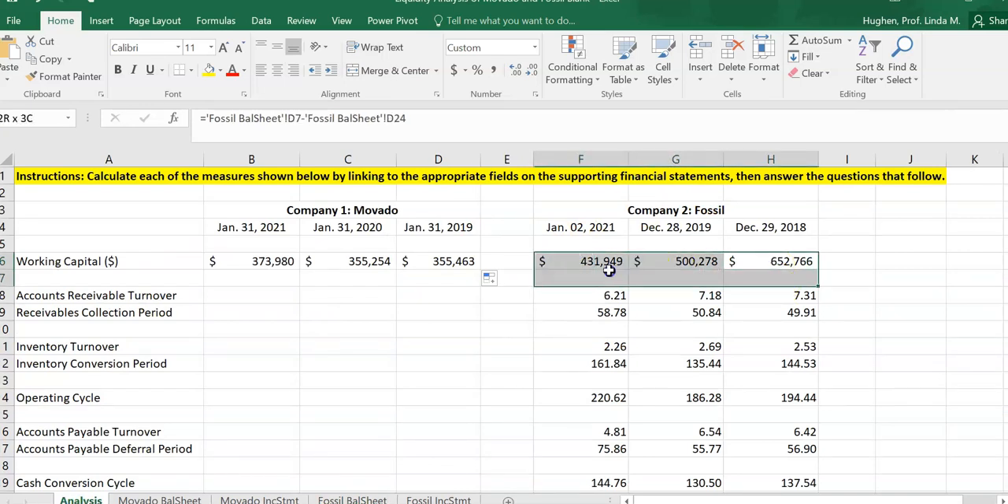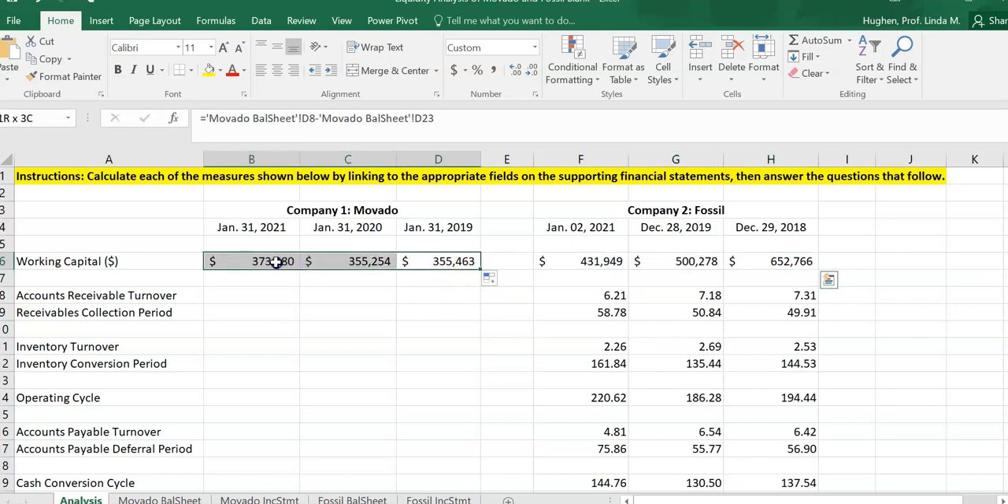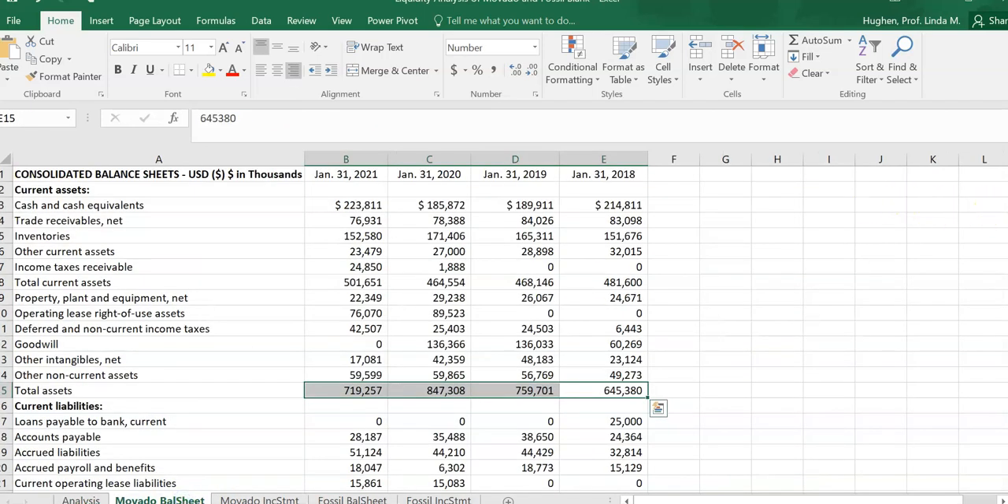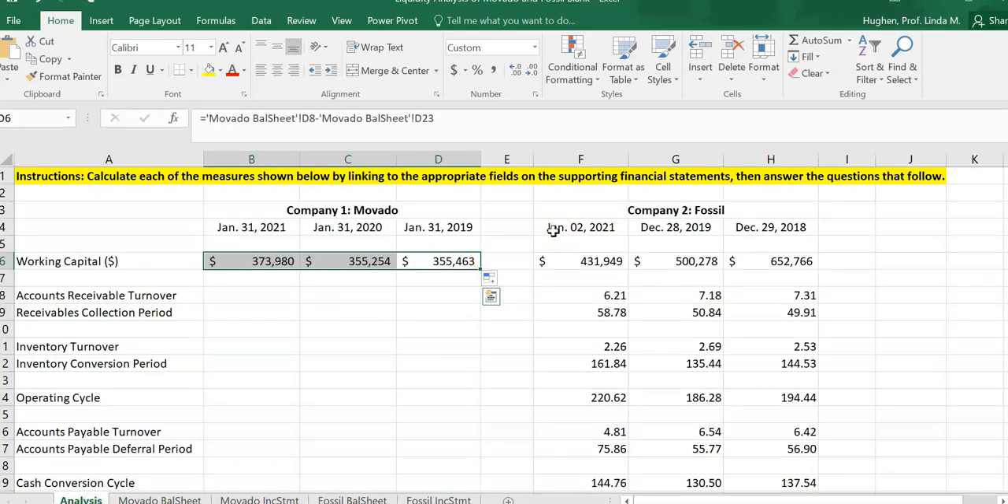Now, is this decrease a red flag? It's hard to say. And is this increase a good thing for the company? So let's look at Movado first. We had an increase in working capital. How did the company change in size? I'm going to look at total assets. So the company overall got bigger over the period, and its working capital got bigger as well. So there's no concern here.